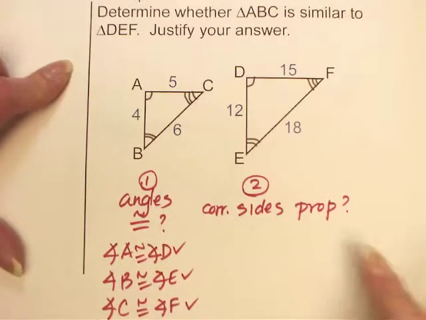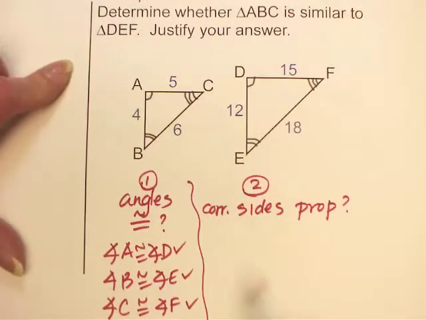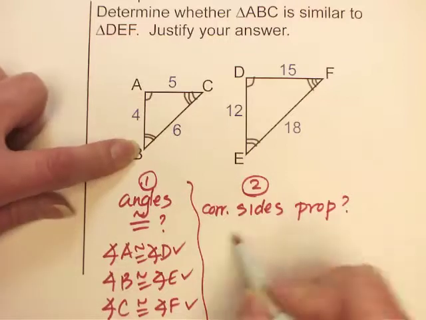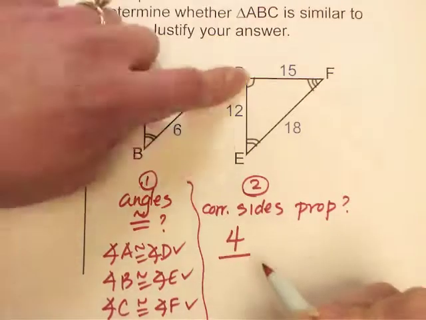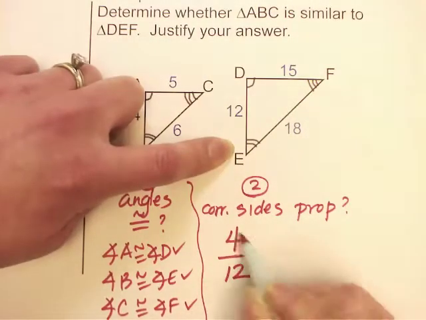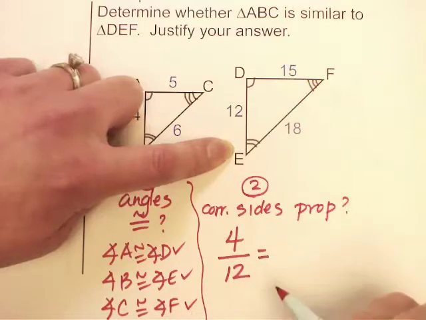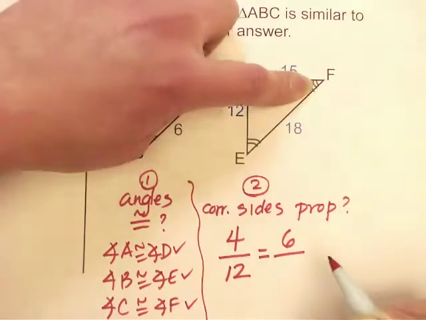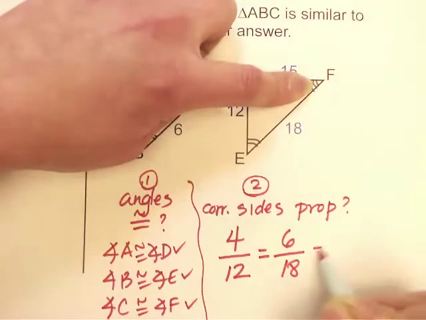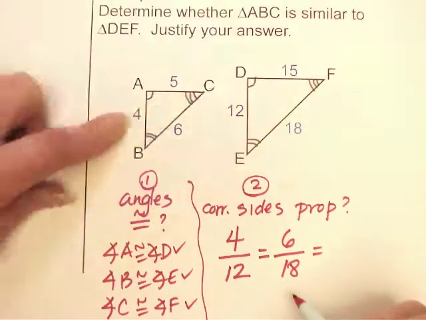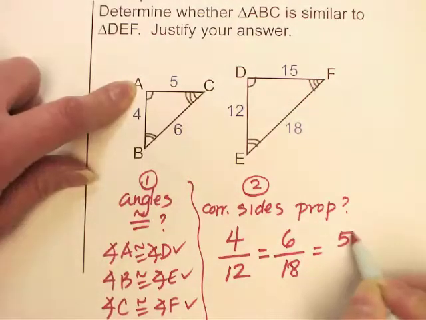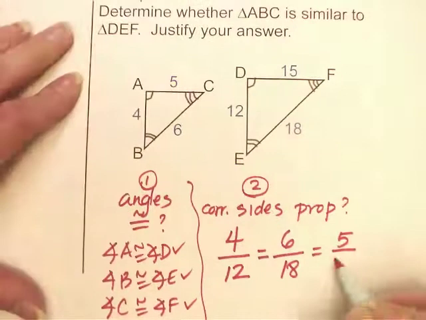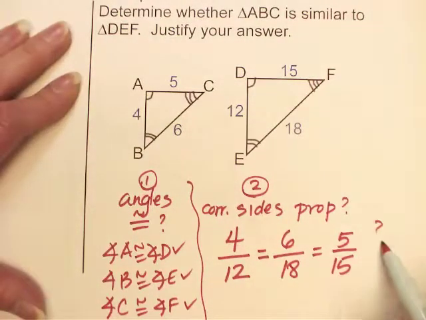And then lastly, the corresponding sides. Are the sides proportional? So let's check. 1 to 2 marks, that would be 4, to 1 to 2 marks, that's 12. Will that ratio equal 2 to 3 marks, which is 6, then E to F, 2 to 3 marks, is 18? Will that ratio equal C to A, which is 5 marks, to 3 to 1 mark here, 15? So let's check. Will this work?